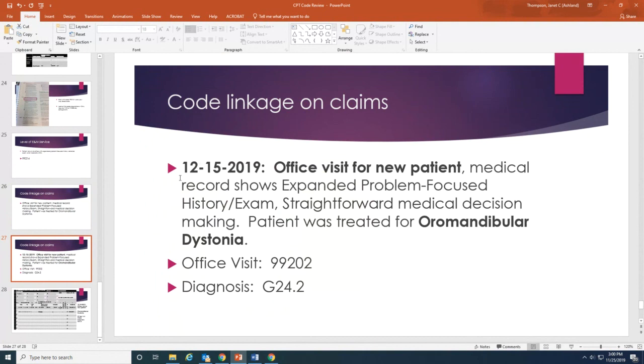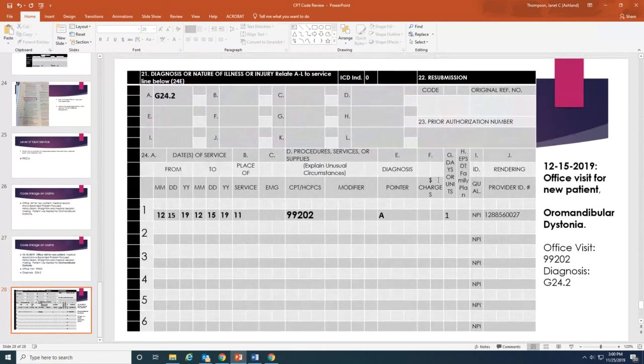But this is a scenario, December 15th, 2019. We have a visit for a new patient, and I put in the level of the medical record. Patient was treated for oromandibular dystonia. So our office visit code is 99202. Our diagnosis is G24.2. This is mimicking what you're going to see on your exam, and this is how we fill out the service line information on the claim form.